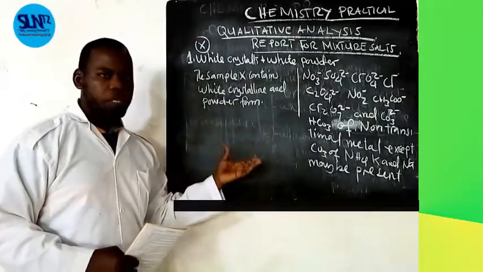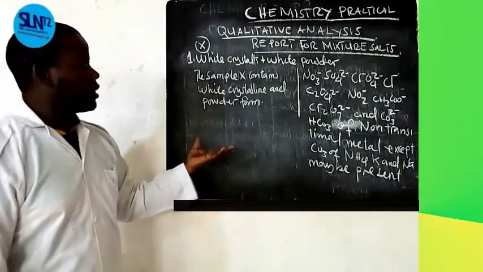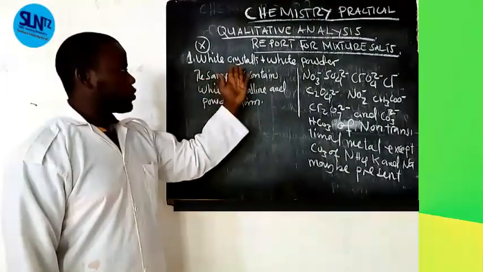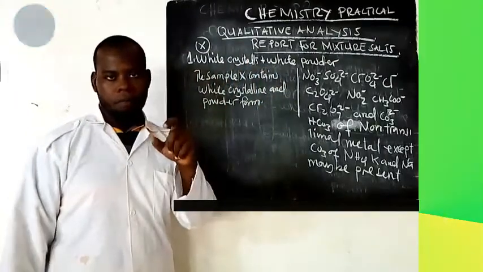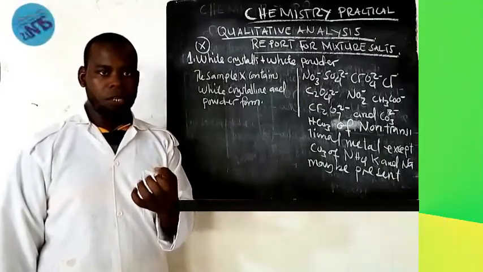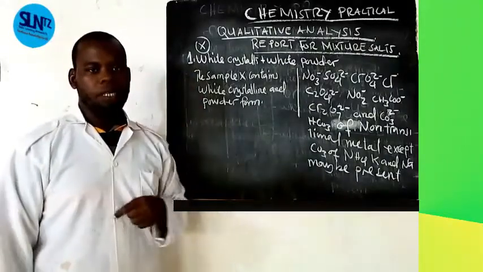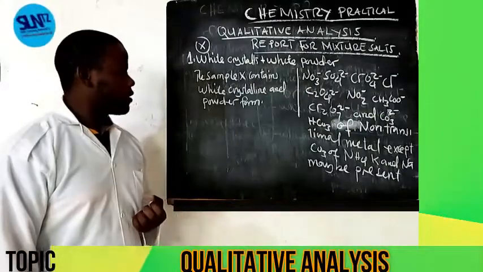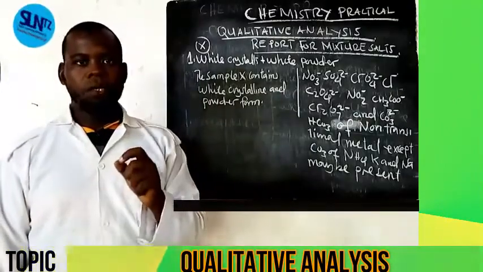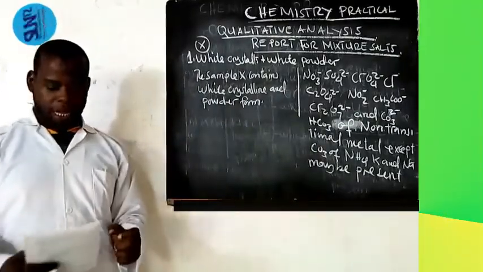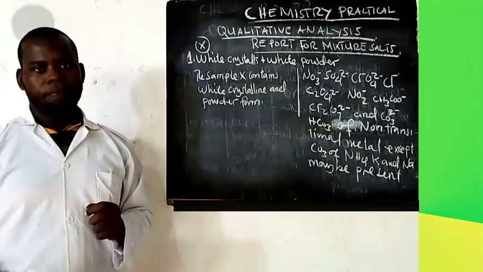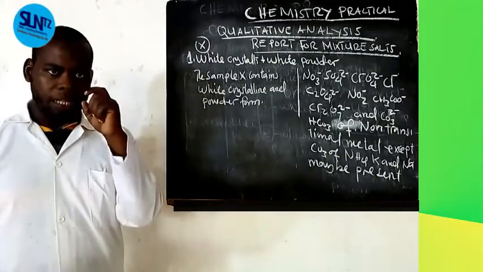Do you see, as I have joined them, the report for the salt mixture of white crystalline and white powder form. That is the first example. If you have a question, write it in the comment section. That is example number 1. Let's go to the second example to see another mixture of salt sample. I'm sure you will understand at the end of this lesson.